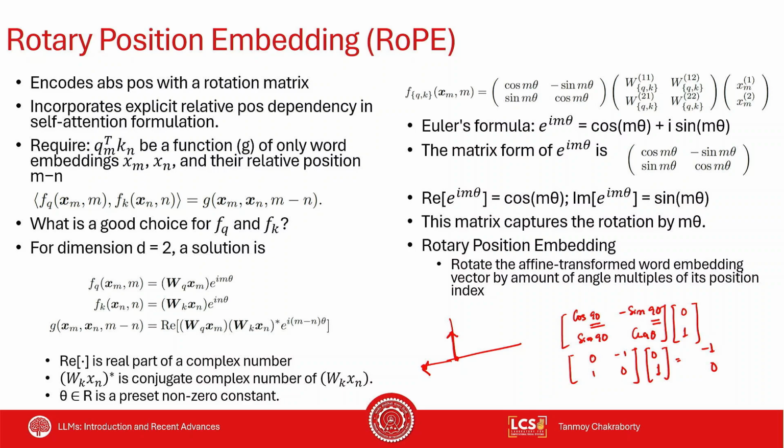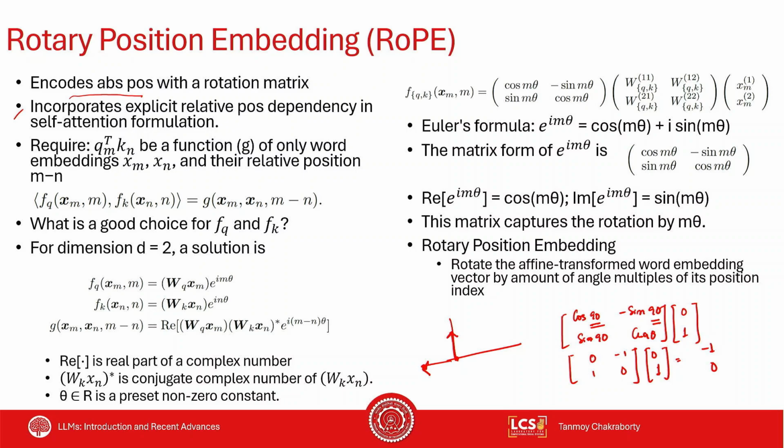So we use the concept of a rotation matrix. A rotation matrix is always orthogonal, and it has many interesting properties. We will encode the absolute position using a rotation matrix, and this is important. We will incorporate explicit relative position dependency in the self-attention formulation. We will see later, when we calculate the dot product between query and key, that the relative position between m and n will be preserved. You don't need to do it explicitly. If it is not clear, it will be clear very soon.